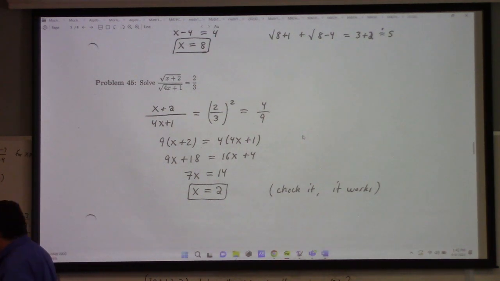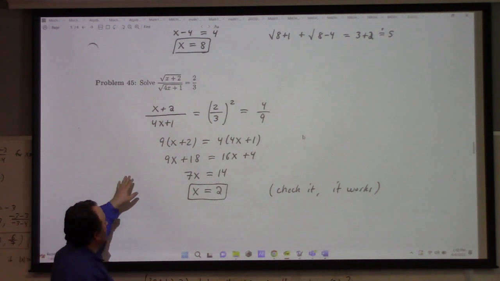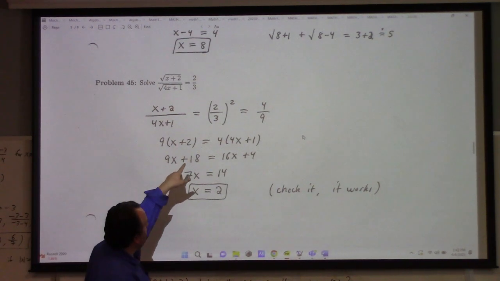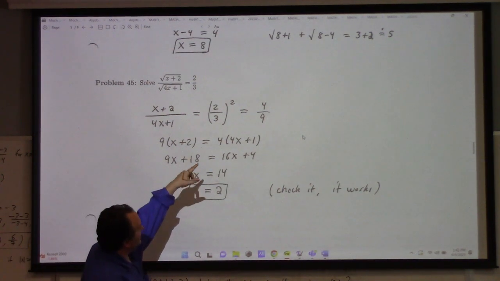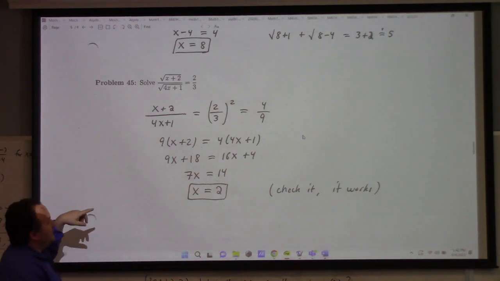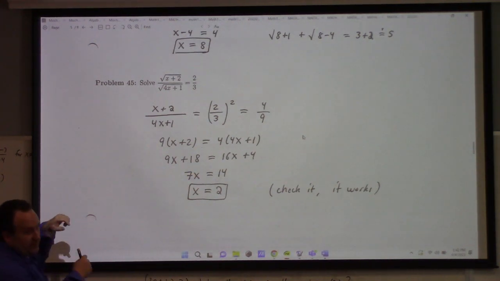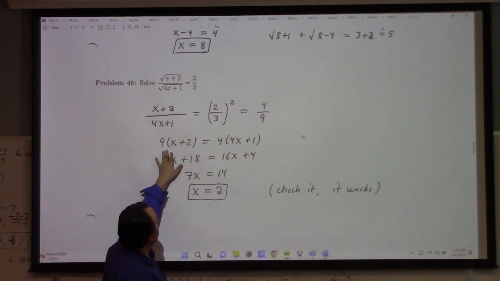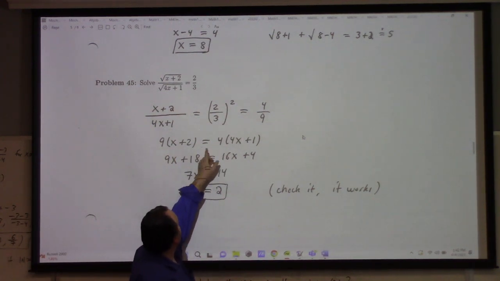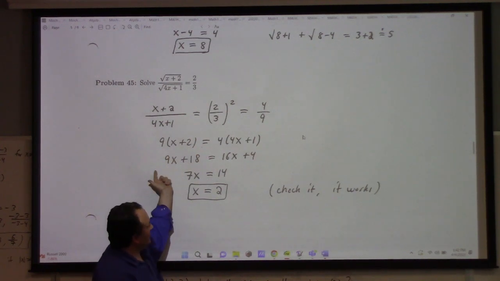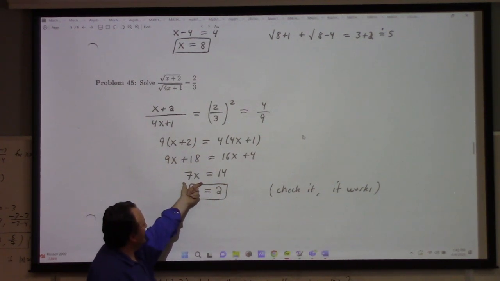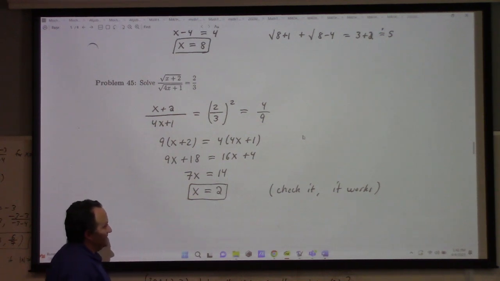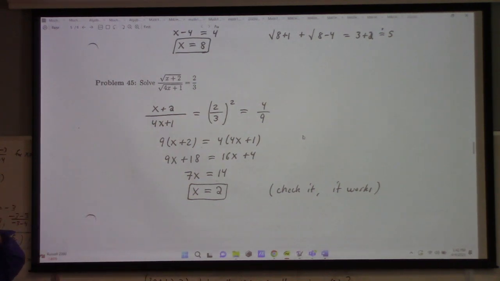And then when I square both sides, the square root goes away, and I'm left with x plus 2 over 4x plus 1 is equal to 2/3 squared. Well, 2/3 squared is 4/9. At this point, I cross multiply. I get 9 times x plus 2 is 4 times 4x plus 1. And then multiply it out, collect your x's all on one side, divide, you get x equals 2. And you can try it out, it worked, all right?